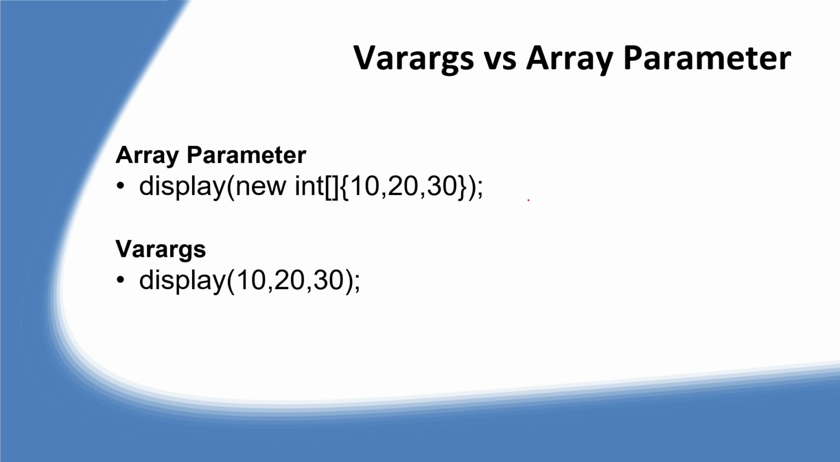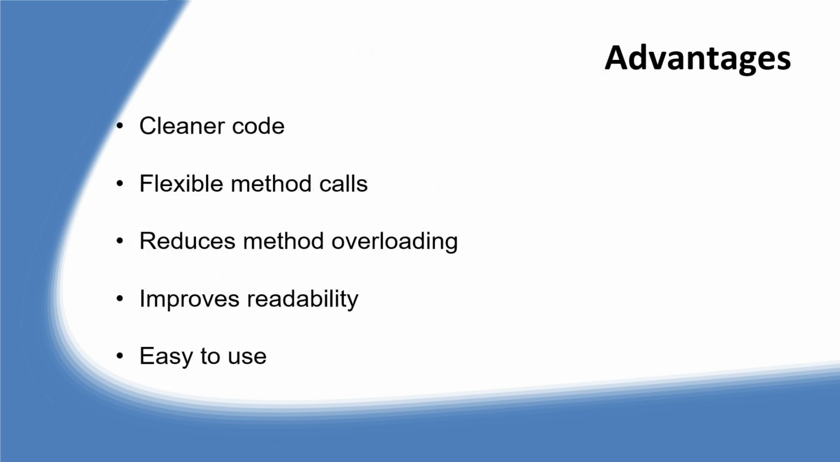So what are the advantages of Varargs? Variable arguments make methods more flexible and eliminate unnecessary overloading of methods. It improves code readability and simplifies method calls. We have seen these things: cleaner code, flexible method calls, and reduced method overloading. We don't need to define multiple methods with different parameters. We can use variable arguments and only one method. It improves readability and is very easy to use.